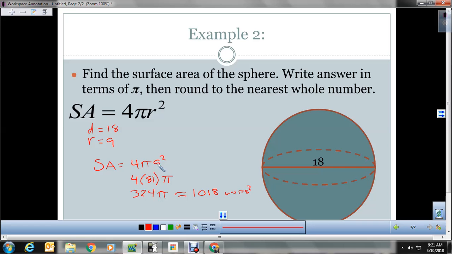So we plug our numbers in. 4 times pi times 9 squared, which is 81 times 4, which is 324 pi. This is your answer in terms of pi, and then your decimal equivalent. When you plug it in, you'll get 1,017.876, which is going to round to 1,018 square units.